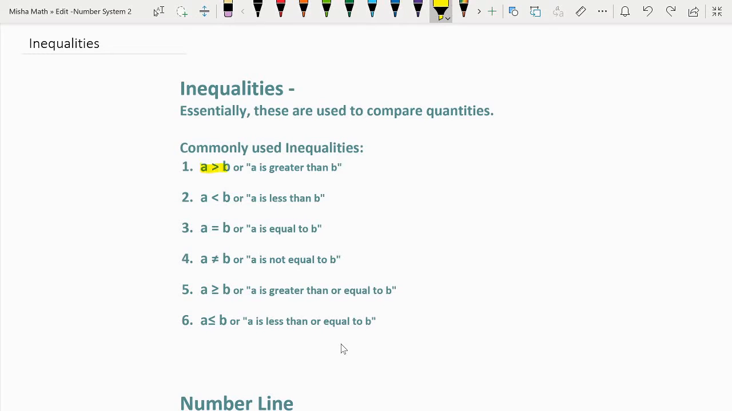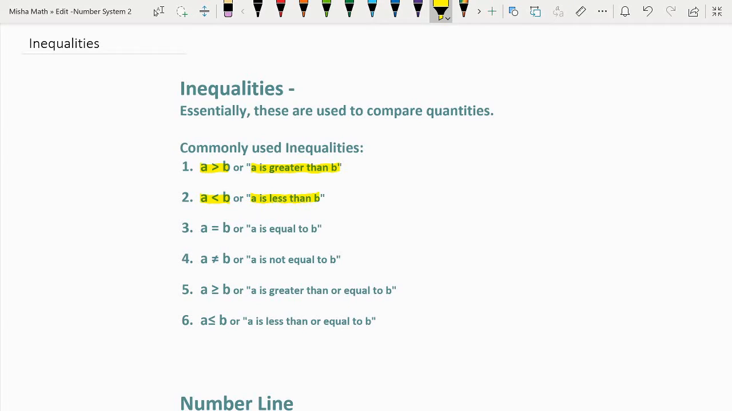In this first equation, there is an angle symbol between these two quantities. The quantity facing the open side of the angle is the greater quantity. Therefore, in this equation, A is greater than B. Let's move on to the second equation. In this equation, the angle is flipped. Therefore, in this equation, B is greater than A, or A is less than B.